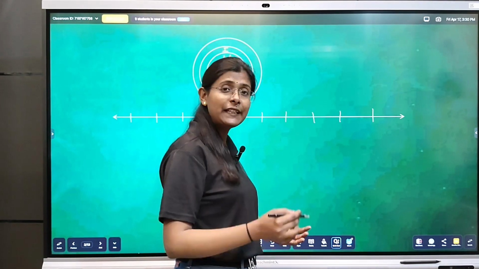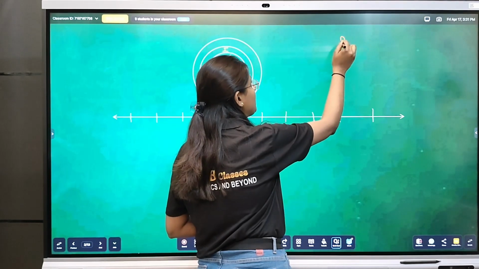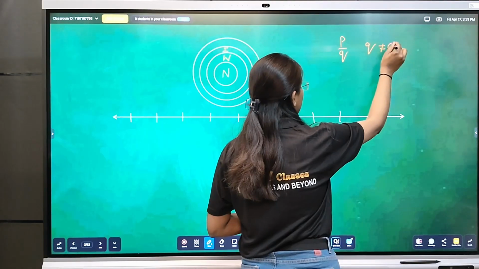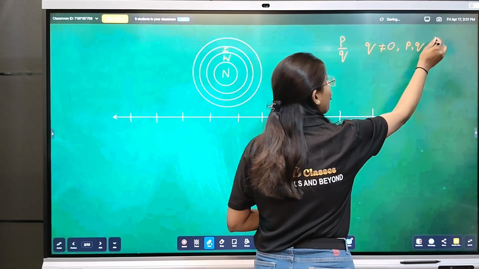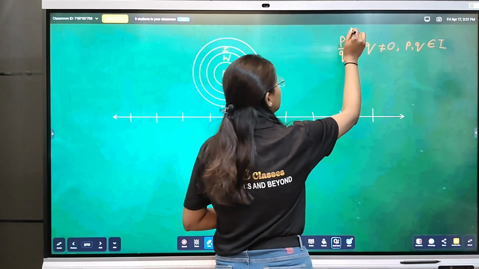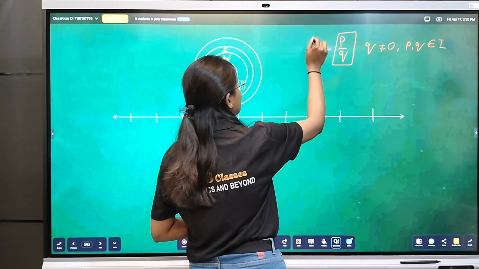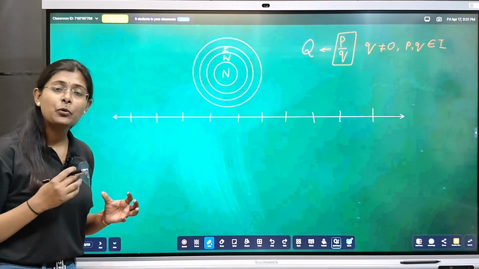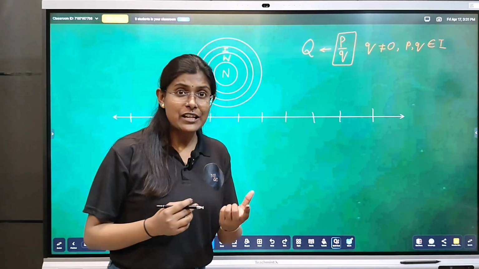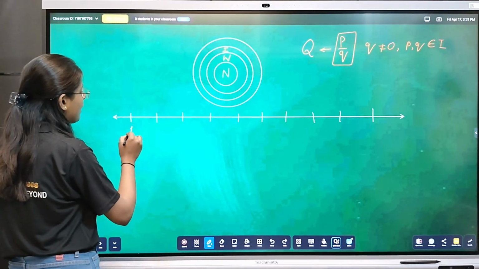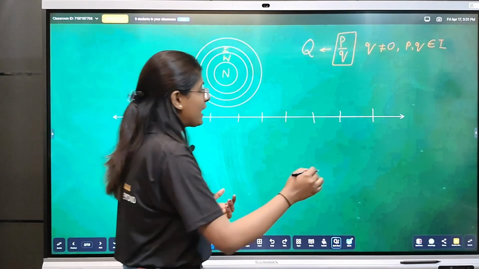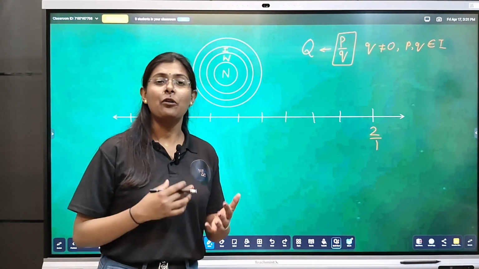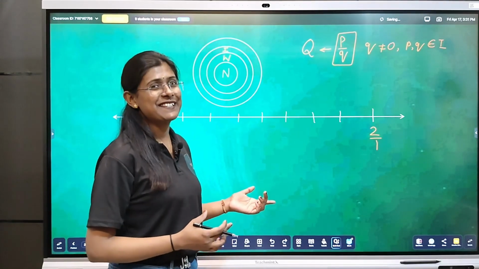Also, we know that all the integers can be written in the form p by q, right? Considering that q is not equal to 0 and p, q all belong to integers. Such a form is known as rational numbers, represented by Q. And in this whole exercise, we are going to discuss that between two rational numbers, for example, between 1 upon 1 and 2 upon 1, there exist infinite rational numbers. And how do we find them? So let's start with this exercise.